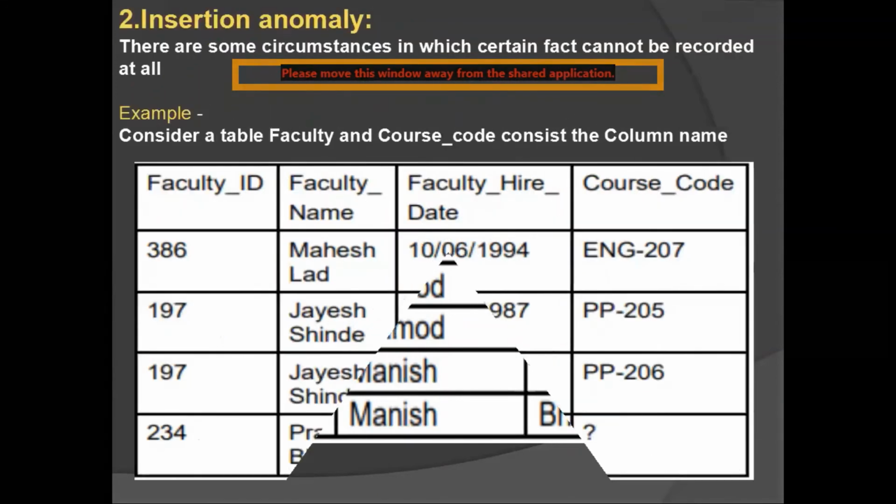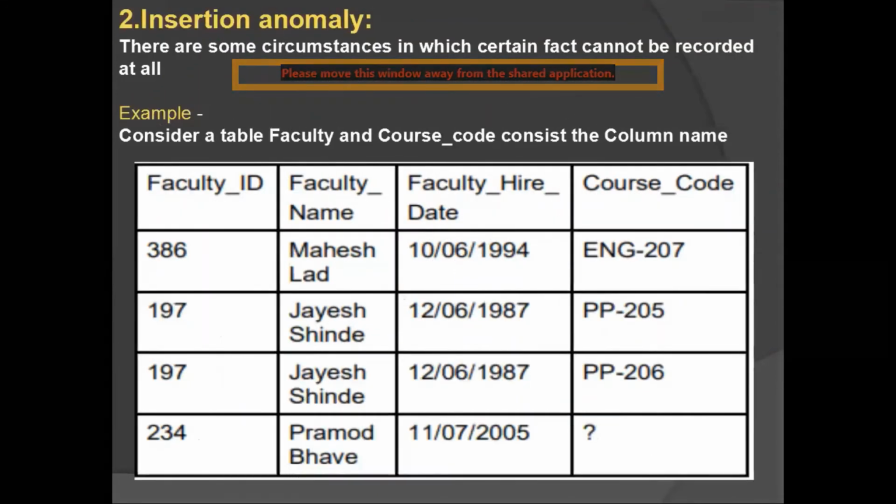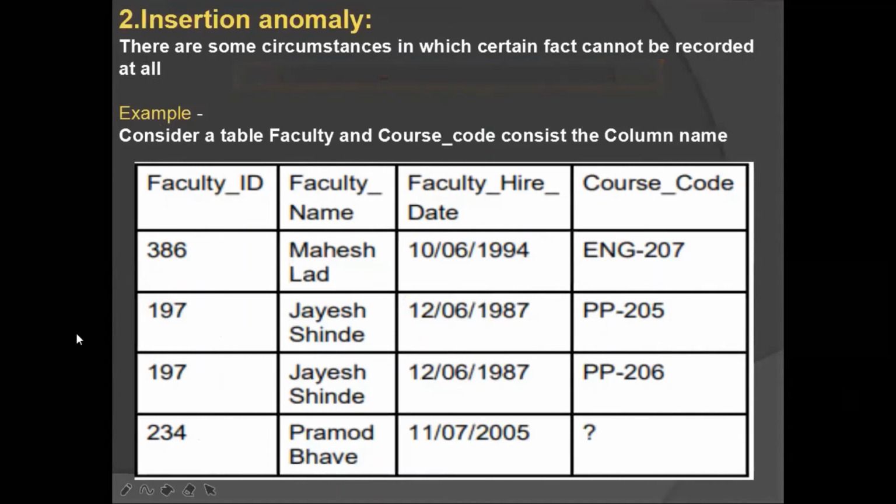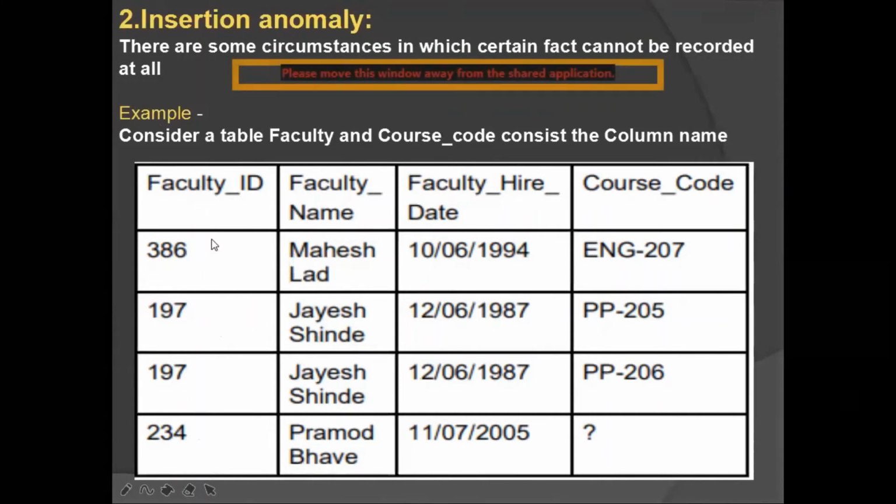Your second form here, kids, is your insertion anomaly. So if you see this table, you'll understand. Okay, this is a faculty table basically. So you have four faculty rows with these IDs. Basically you have three IDs, one of them is repeated: 386, 197, and 234. You have four rows here. You have their hire date and your course code.